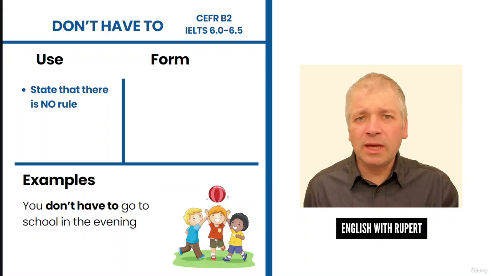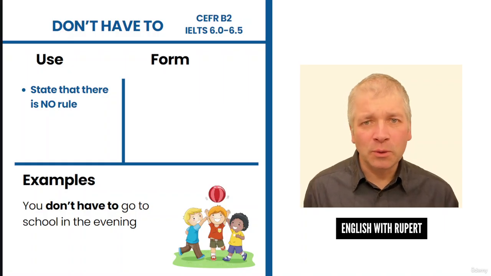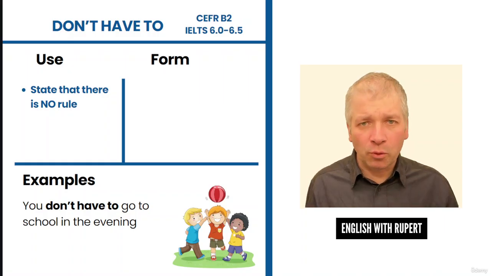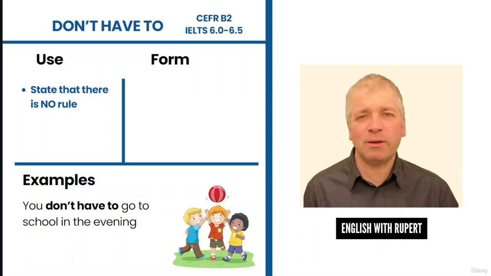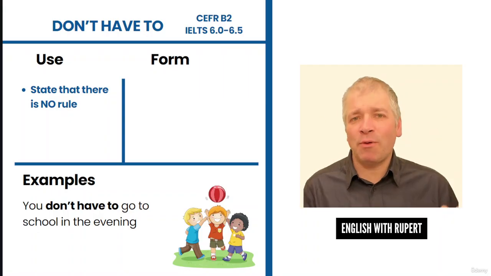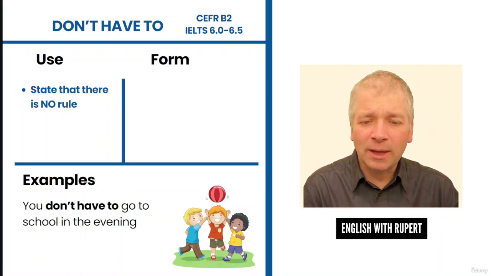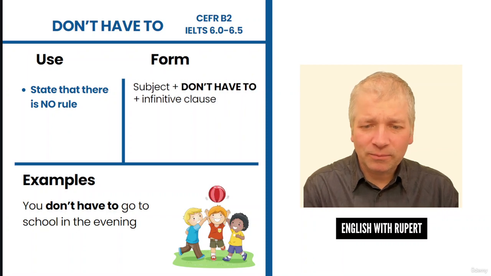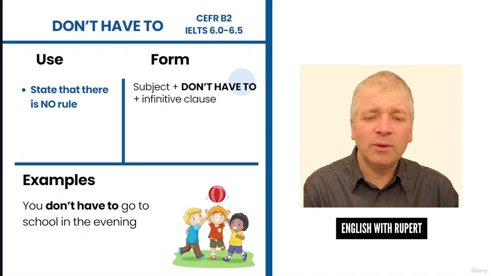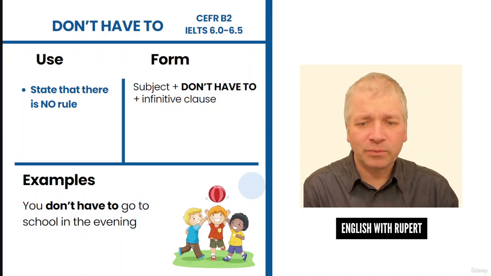School not in the evening. It's a rule. But here, don't have to means there is no rule. The rule does not exist. So the negative here applies to the idea of a rule, not the rule itself. And the form here is the subject, followed by don't have to or do not have to, and then the infinitive clause, which begins with go.